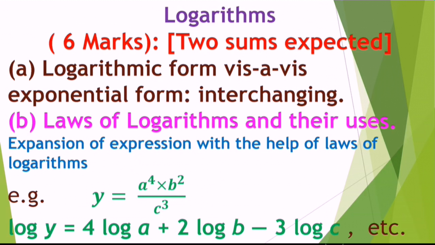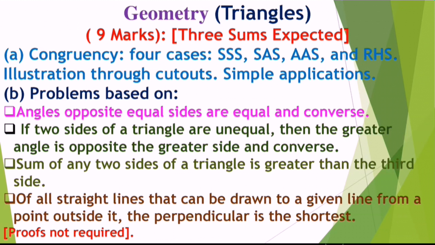When you use logs, change of base may not be required. You have to remember the laws. Making a single log is very important. Log 10 is 1, log 1 is 0, log 100 is 2, log 1000 is 3, because at times you have to compare the sides.